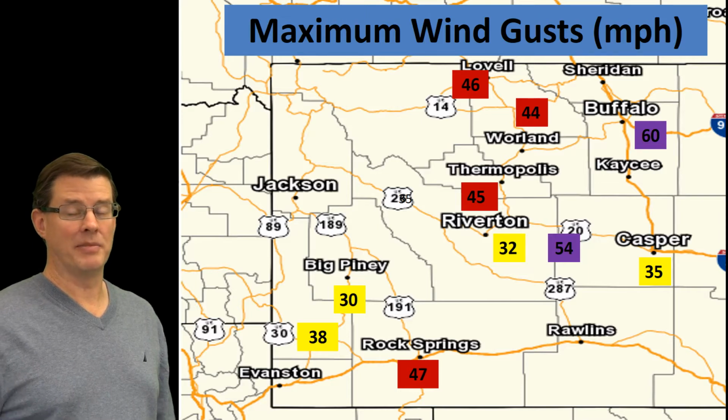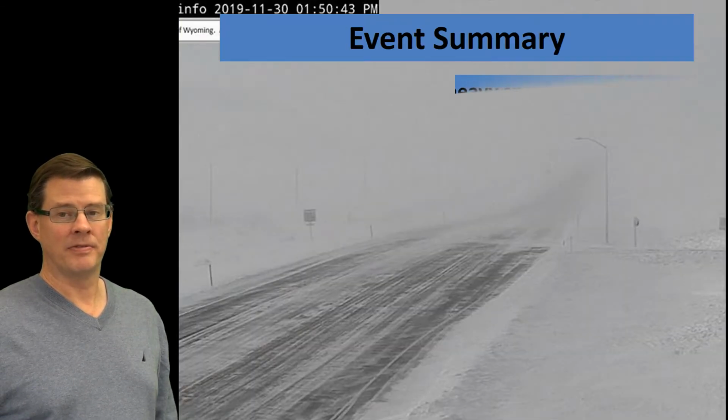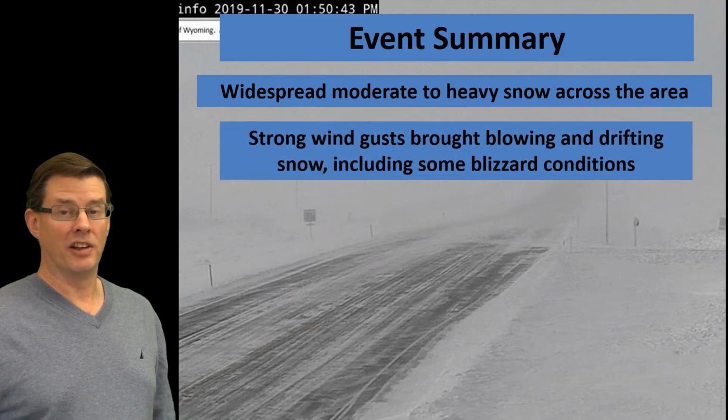You can see that wind gust of 60 miles per hour around Buffalo. Widespread gusts of 40 to 50 anywhere across the Bighorn Basin, also down to Thermopolis and also Highland along US 20/26. So the result of that was widespread moderate to heavy snow across the area. It fell over several days. A lot of blowing and drifting snow. This was quite cold too, so it was a light powdery snow blowing around.